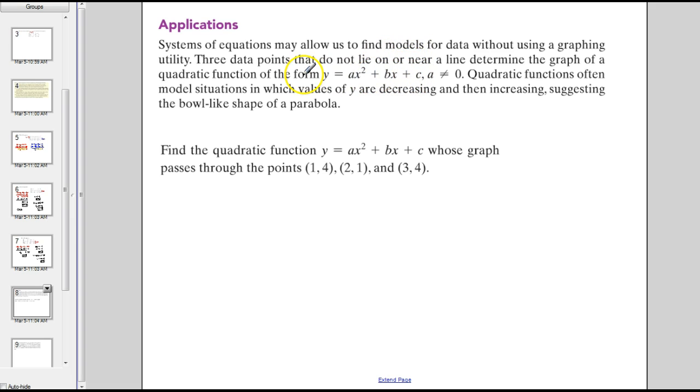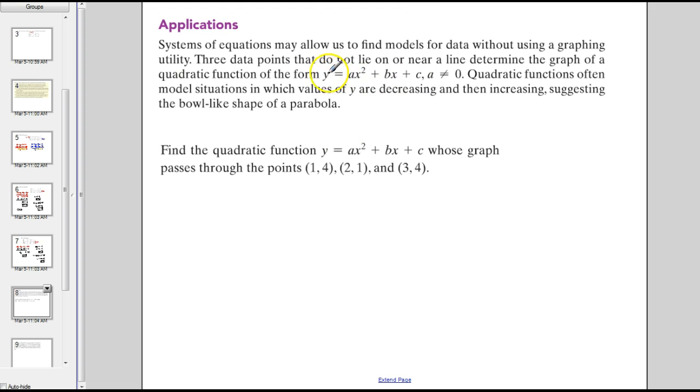But if you have specifically 3 data points, you can come up with a parabola that goes through those points using systems of equations. Now remember, for a line, if you have 2 points, there's one unique line that passes through those 2 points. But if you have a third point, now we have one unique parabola that passes through those 3 points. So that's what we're talking about here, a way, if you know 3 points, to come up with a parabola that goes through the 3.